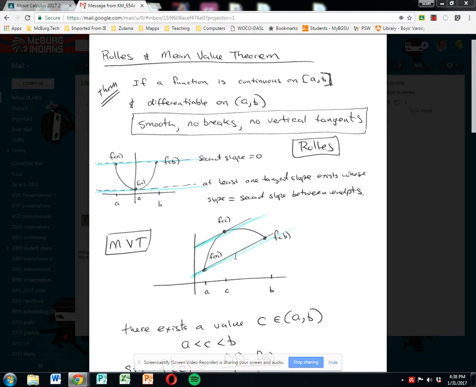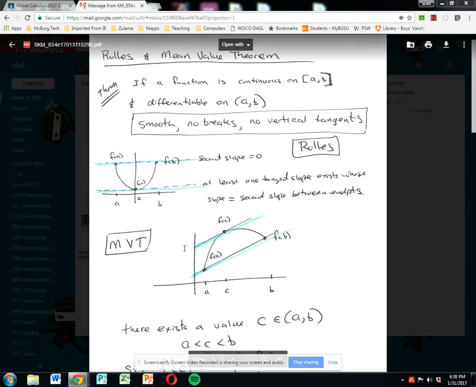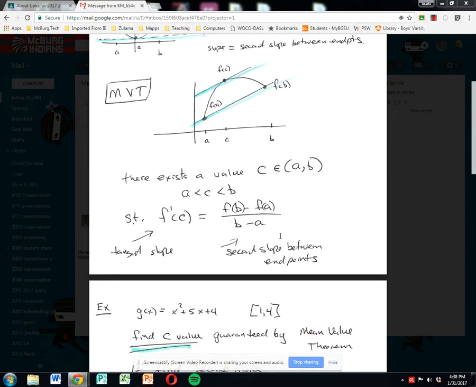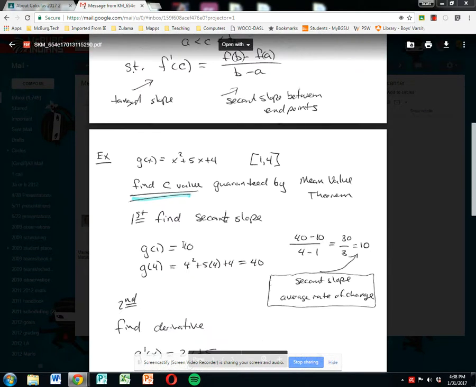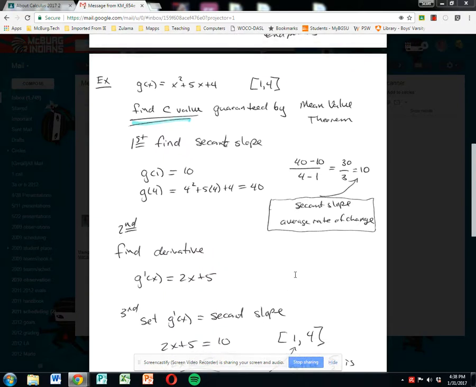So if we've got an interval from a to b, can we find a point where the tangent slope is the same thing? So we find the secant slopes, and then we find the derivative, and we set the derivative equal to the secant slope.